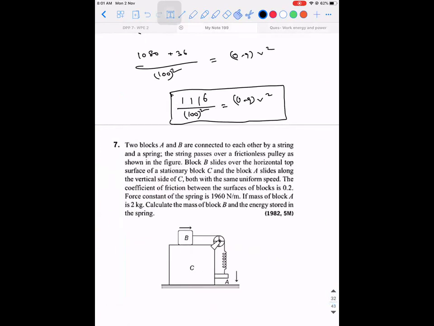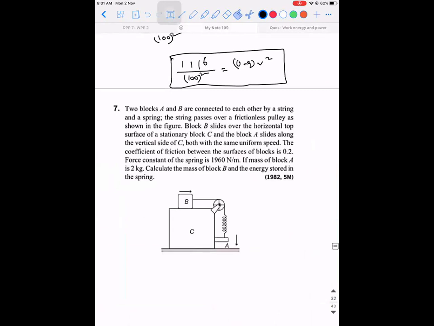Try this, guys. So two blocks A and B are connected to each other by a string and a spring. So you have a string and a spring. The string passes over the frictionless pulley as shown in the figure. Block B slides over the horizontal top surface of a stationary block C. So this block is stationary. And the block A slides along the vertical side of C, both with same uniform speed.